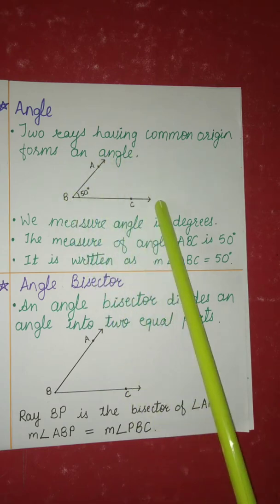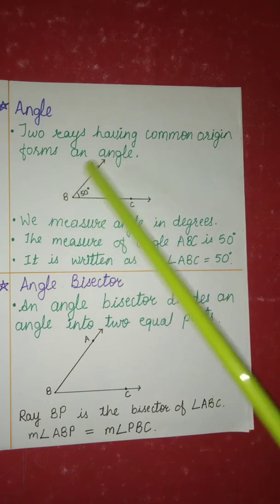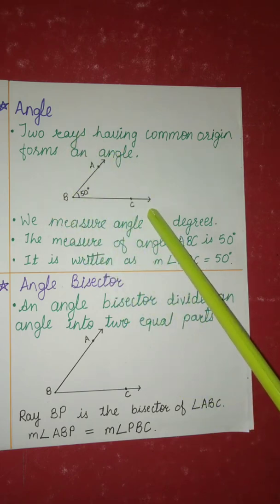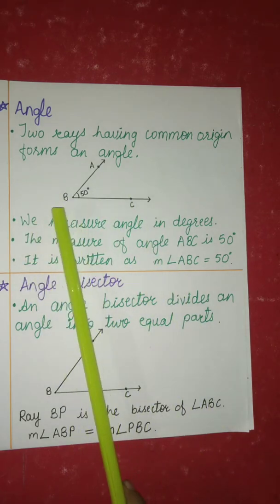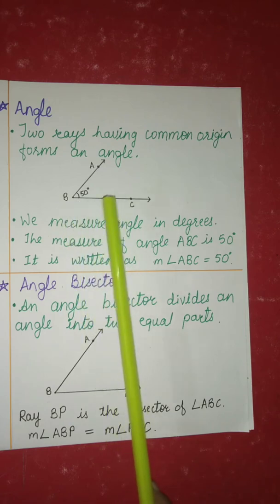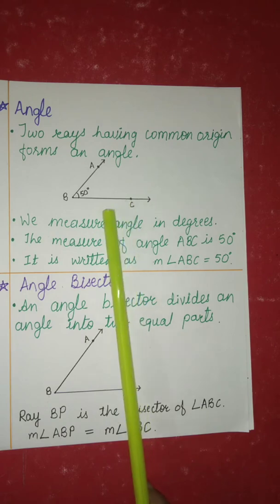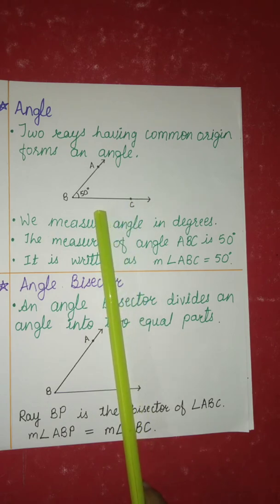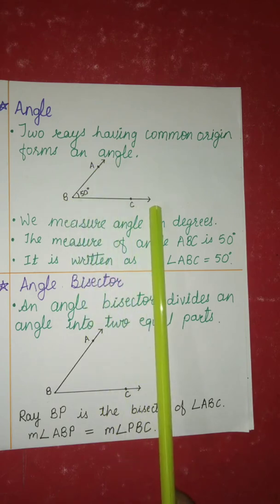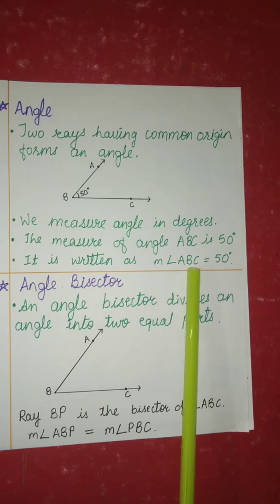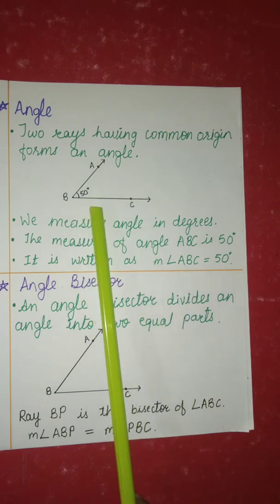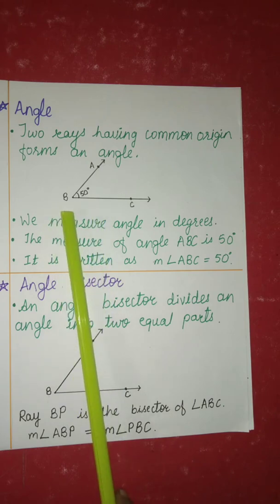Here, these rays are called arms of the angle. Ray BA and ray BC are the arms of the angle, and their common point is called the vertex. Here, point B is the vertex of the angle. We can name the angle using 3 letters as well as 1 letter. When we write the name of the angle using 3 letters, it is written as angle ABC, where the middle letter B represents the vertex of the angle. But when we write only 1 letter name of the angle, we write only angle B, with the symbol of the angle along with B.